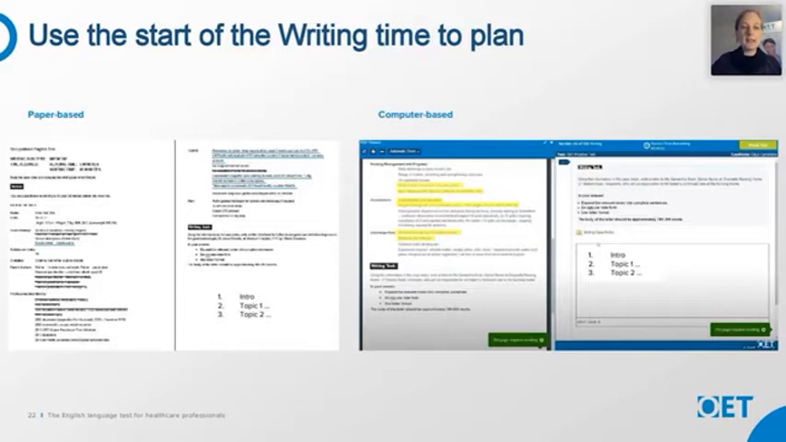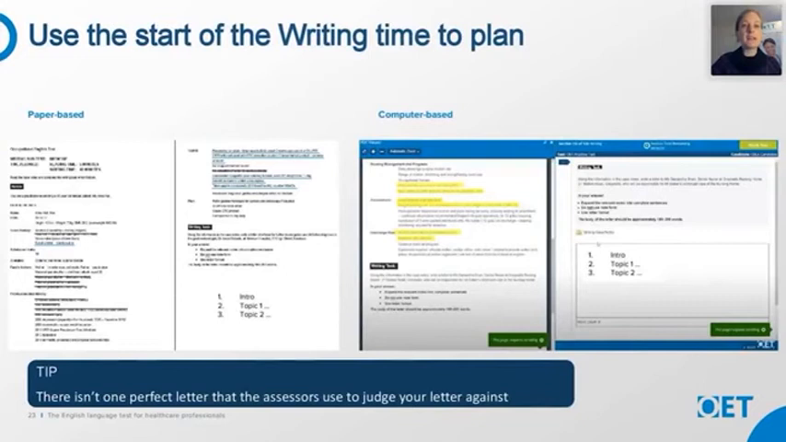I want you to understand that there isn't one perfect letter that the assessors use to judge your letter against. You will get a 350 by keeping the reader of your letter front and center of your mind as you write and making decisions on what to include and how to organize and prioritize this information based on what will be clearest to them. So, with this in mind, I'm going to show you some example letters written by candidates preparing for OET for this task that we've already been discussing about Mr. Knowles. And we're going to analyse them together to look for strengths and weaknesses.